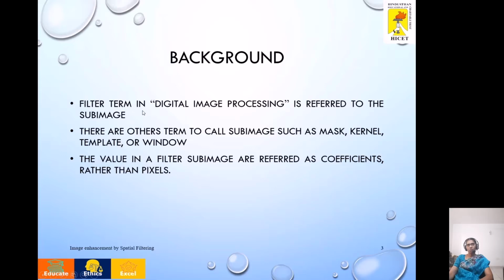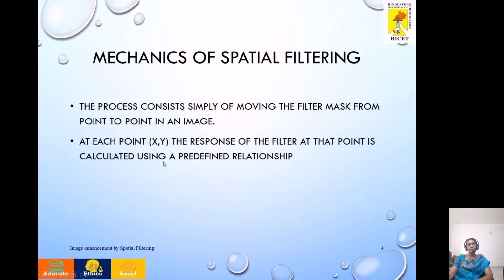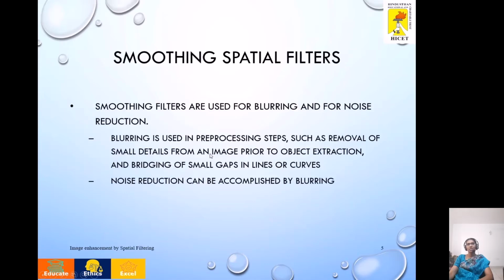The filter term which you are using for analysis is called a subimage. It can also be called a mask, kernel, template or window. The values which are available in the filter subimage are referred to as coefficients. The mechanics involved in spatial filtering is that we simply move the filter mask from point to point in an image. At each point (x, y), the response is calculated based upon a predefined relationship, and that value replaces the center pixel.